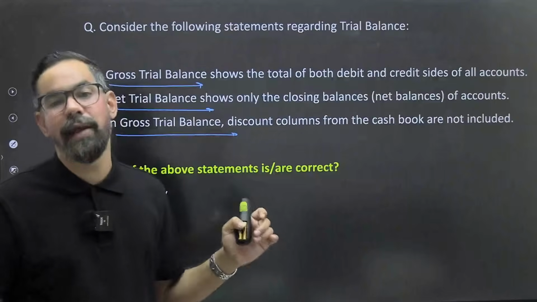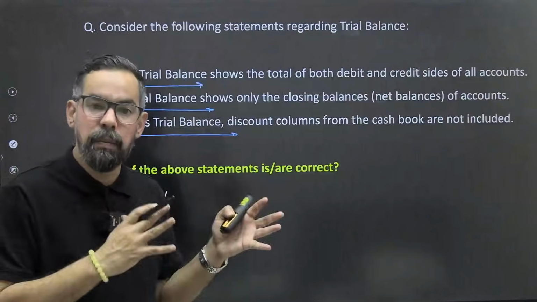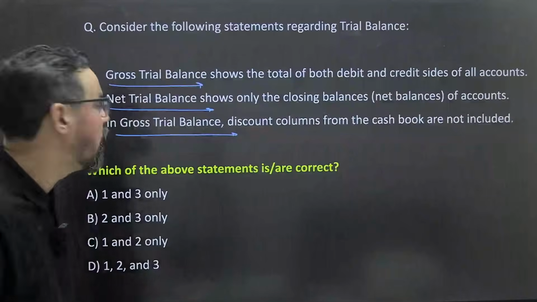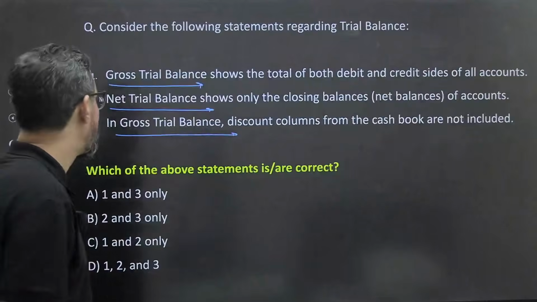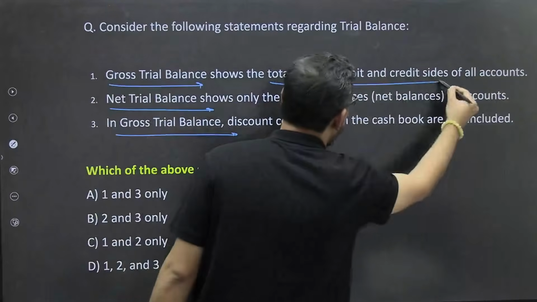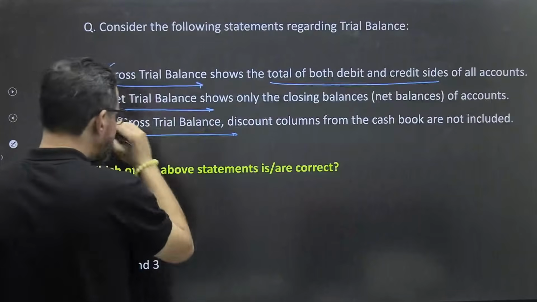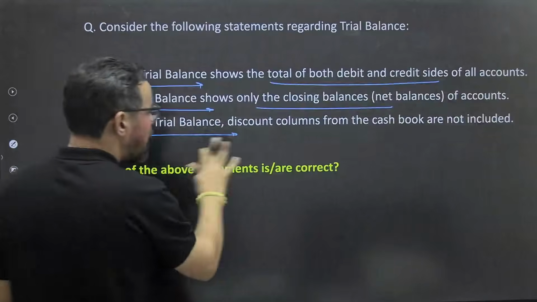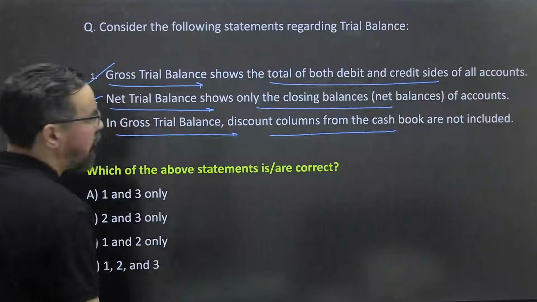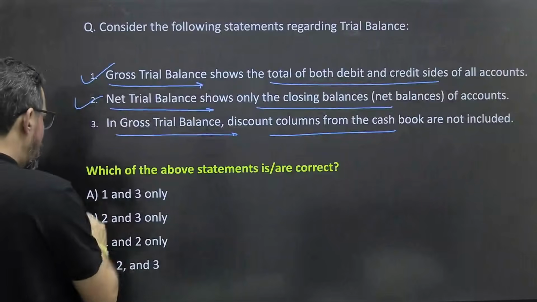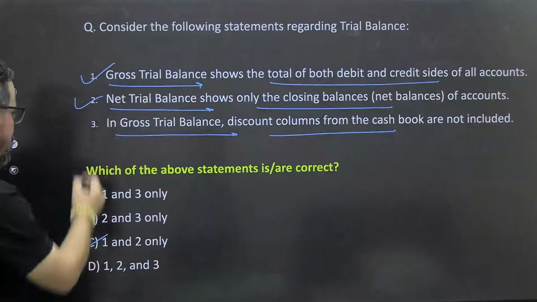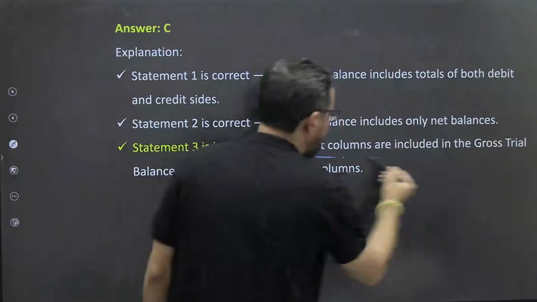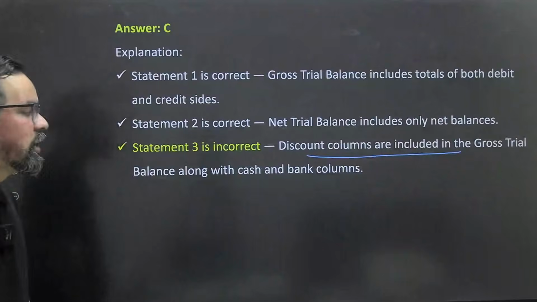In case of net trial balance, we do the adjustment. And compound is something like gross plus net. In one sheet, they are doing the both. It is a combination of gross and net. So gross trial balance show total both debit and credit of all accounts. Net trial balance shows only the closing balance, net balance, true. The gross trial balance discount column from the cash book and not included. No, 1 and 2 should be right answer for this particular one. So this is wrong. So C, discount column are included in case of gross trial balance along with the cash and bank column.